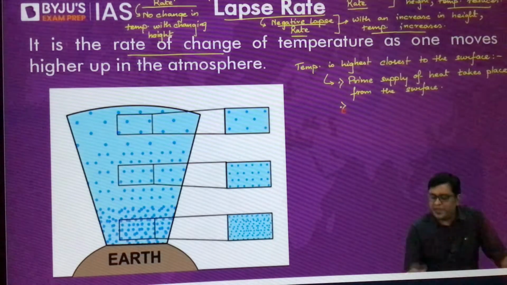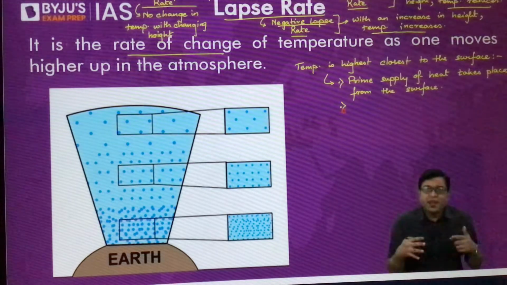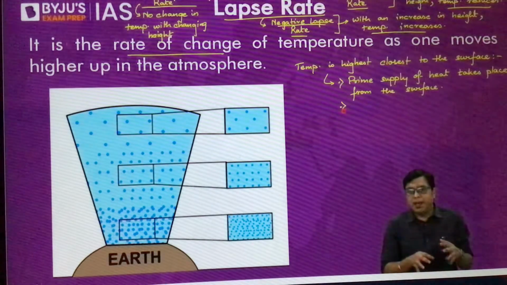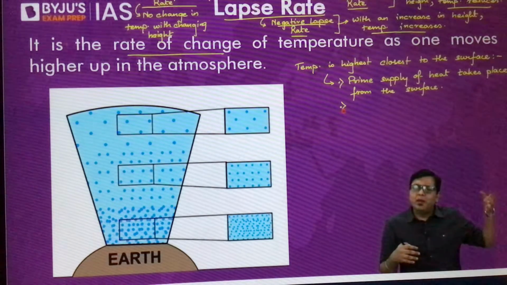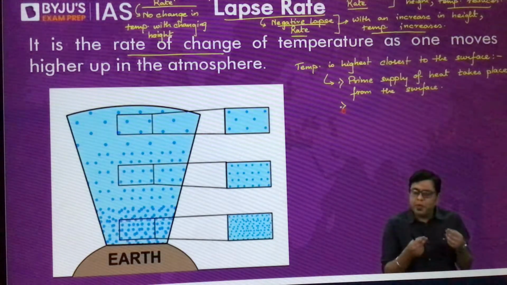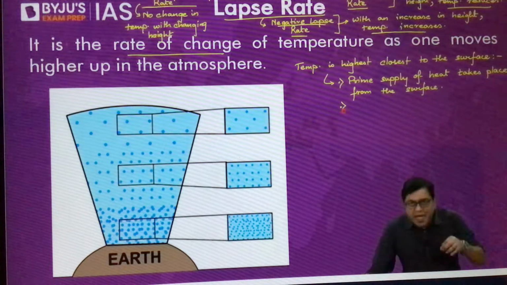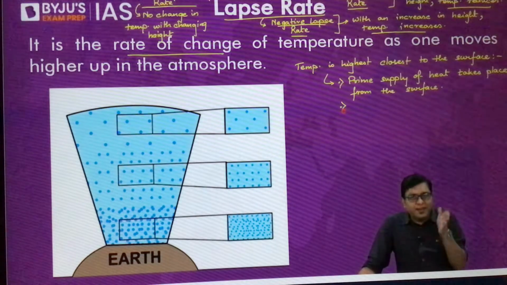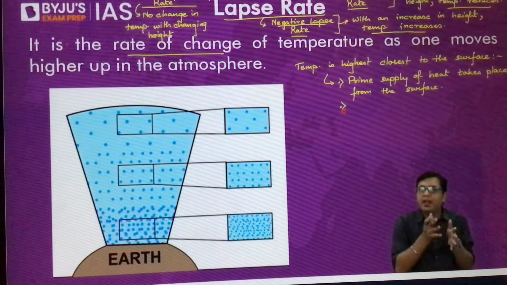So what does the first point indicate? Prime supply of heat takes place from the surface means, first of all, when the solar insolation comes in, the surface will get heated up. The surface will warm up, right? So here you might have a doubt: we are talking about solar insolation coming in, so why won't it heat up the air molecules there itself? Why will it heat the ground and then the ground will heat the air? That is because anywhere, if there is a surface, it always ends up receiving a greater amount of heat and gets warmed up.